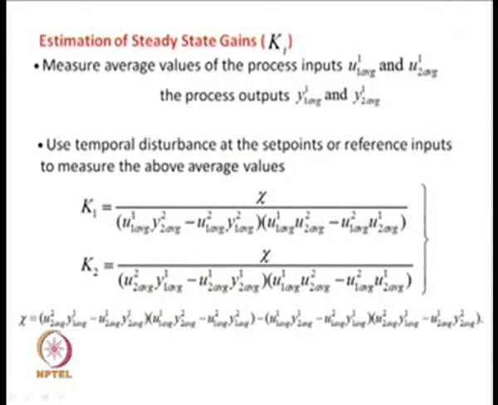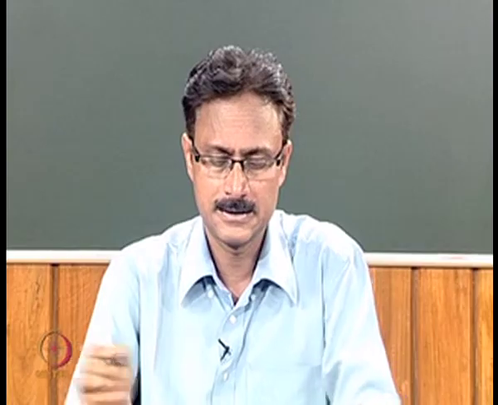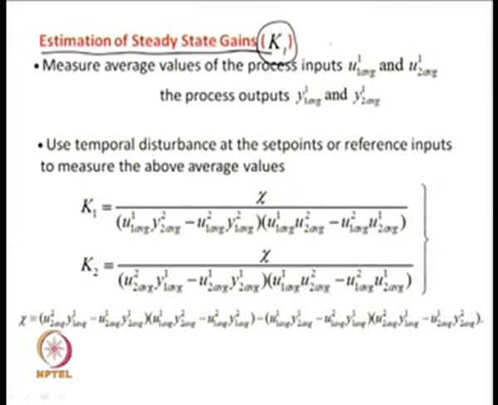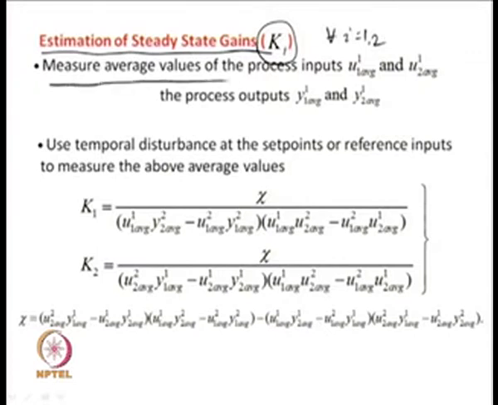Now, we will start with the stages or the procedure for estimation of the parameters associated with the SISO transfer function models. First, we will try to identify the steady state gains given by K i for all i equal to 1 to 2. That means how to find K1 and K2 will be described now. Now, measure the average values of the process inputs. What are the process inputs? U1 and U2.